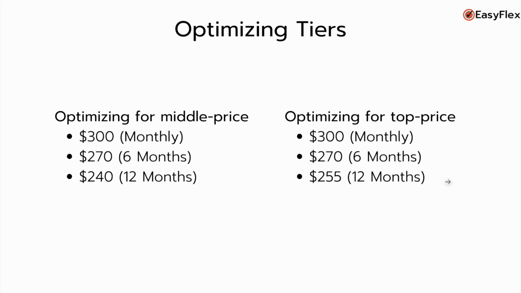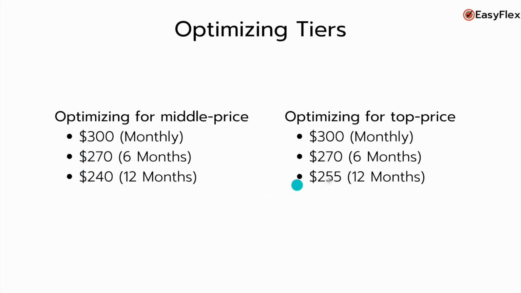So from the baseline, pretty much like the lowest tier, cost will make a 10% price decrease and then a further 10% price decrease from the original baseline to the highest tier. Okay, so it's very simple. This is how you optimize for the middle, because people will naturally gravitate towards it. Okay, so that could be $300 for month on month, $270 for 6 months, $240 for 12 months.